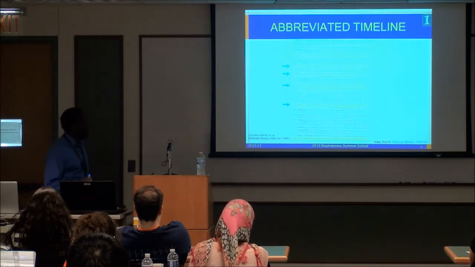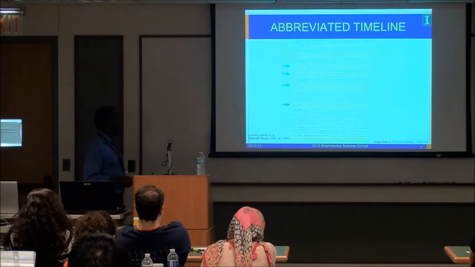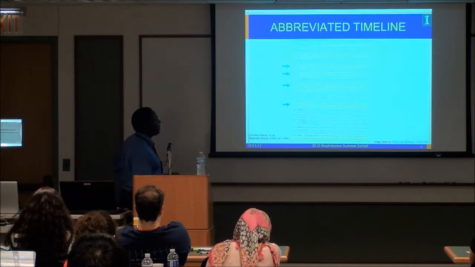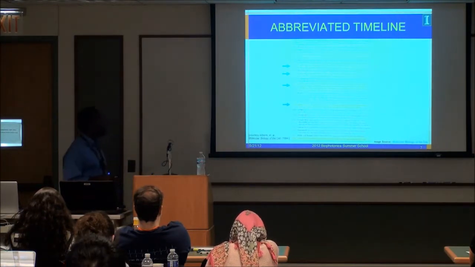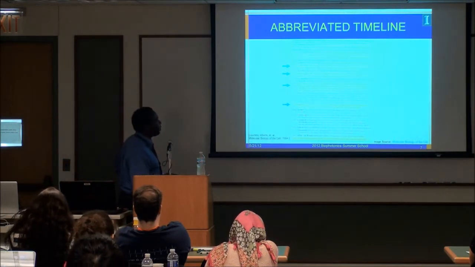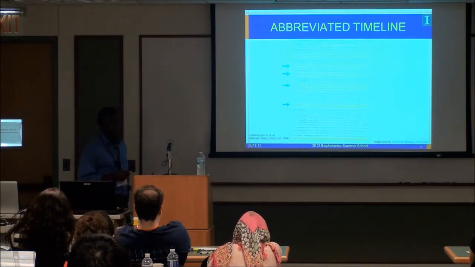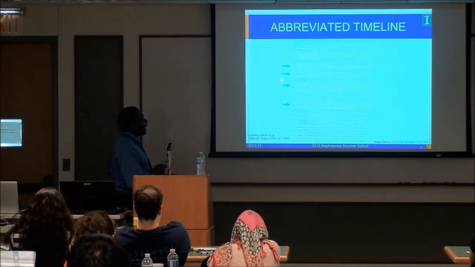This is a graph from the Molecular Biology of the Cell. This is an abbreviated timeline of some important milestones in microscopy. What we have here is in 1674, von Leeuwenhoek. He discovered the protozoa using a compound microscope. Here in 1838, this is the birth of the cell doctrine that I mentioned, with Schleiden and Schwann.